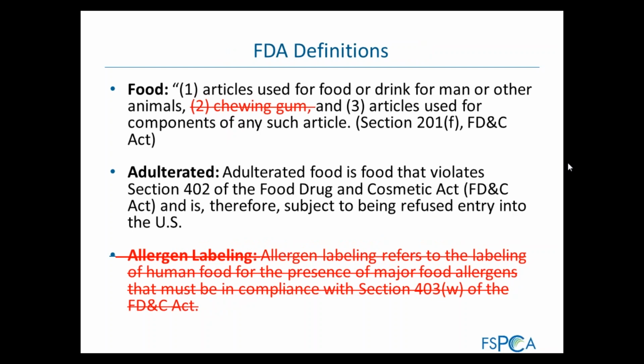So some definitions: food is articles used for food or drink for man or other animals, and these are included under this rule. Adulteration of food has the same definition as the Food, Drug, and Cosmetic Act. So it's the same definition as the Food Safety Modernization Act.